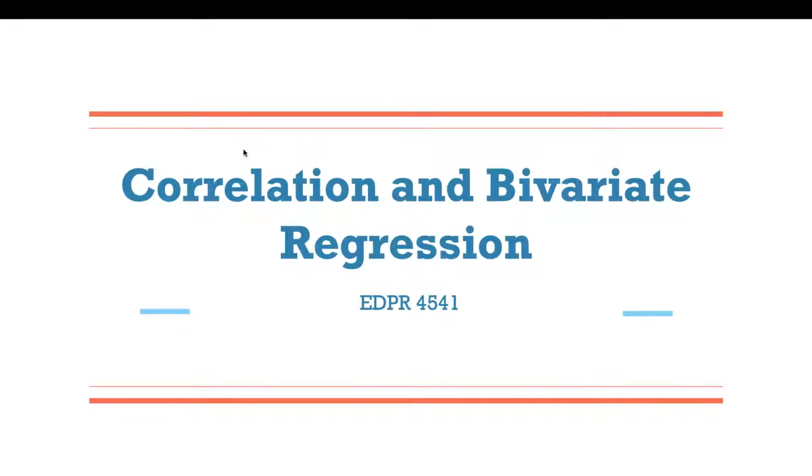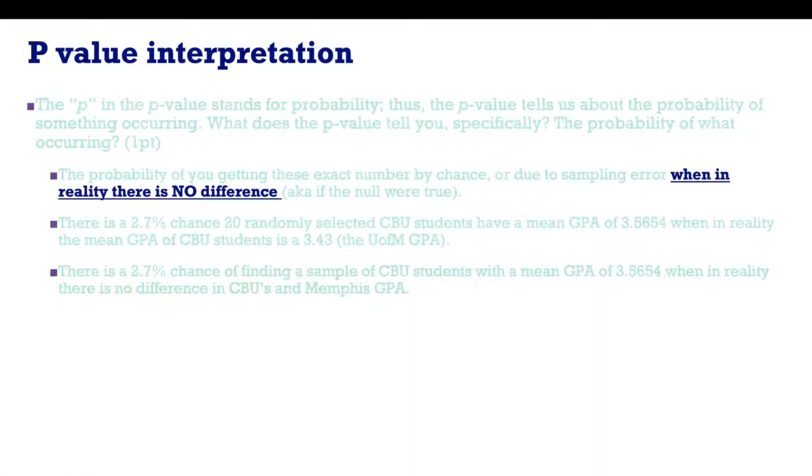This week, we'll be learning about correlations and bivariate regressions. We'll start with a review from the last 2 to 3 weeks. When we have a p-value, the p-value stands for probability. Thus, the p-value tells us the probability of something occurring.